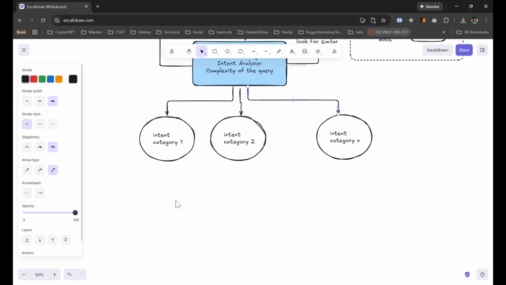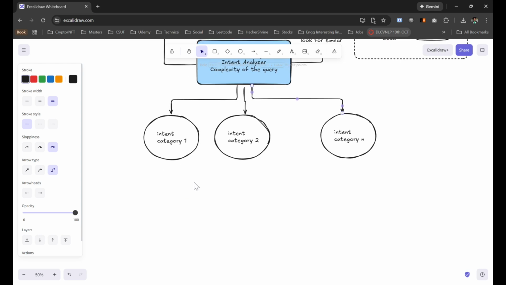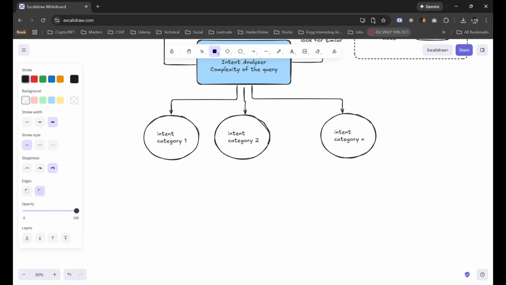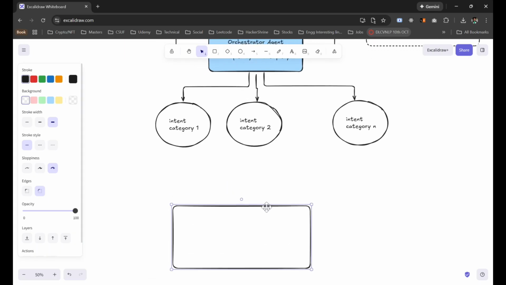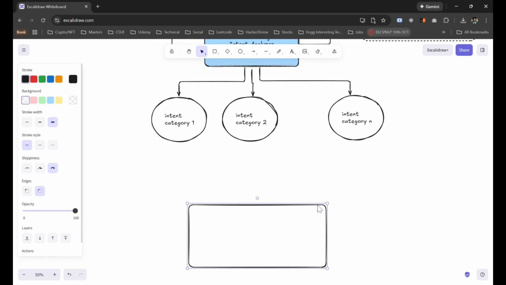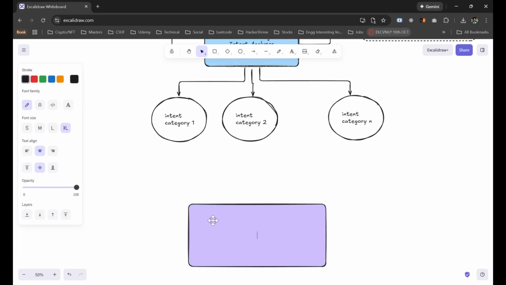Now the next node is, now we need to actually find the answer. So before we find the answer, do we have all the information to answer the question? That is the question the person designing the system needs to ask. Okay, so we create another node. This node could be like a context retriever.